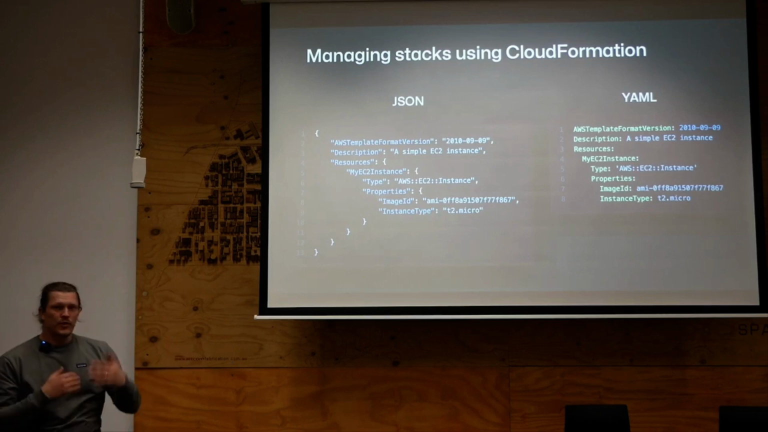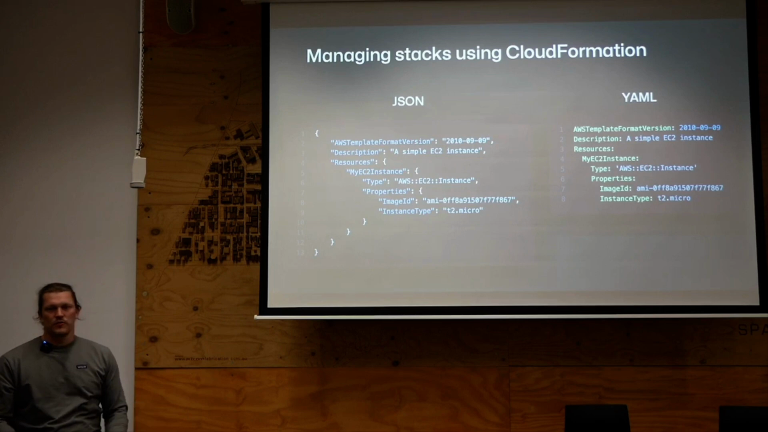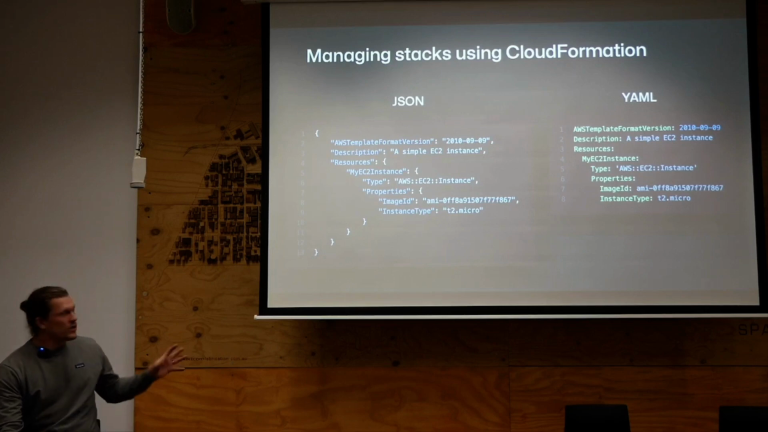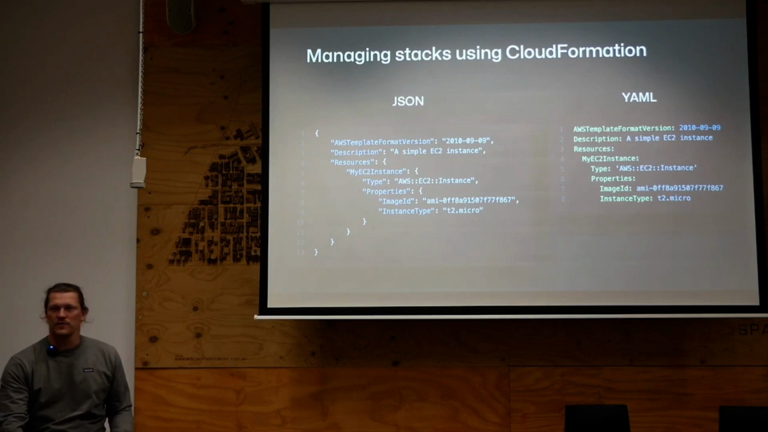But if you're dealing with a more significant real-world application, you can end up with lots and lots of resources, and so these configuration files tend to get pretty big. And when you're scanning through 500 or 1,000 lines of JSON or YAML, it's enough to make your eyes bleed.